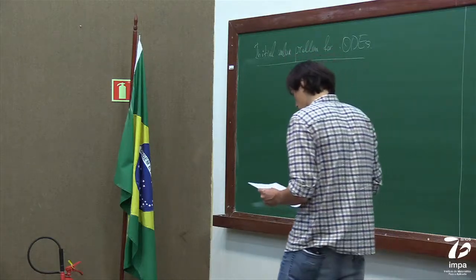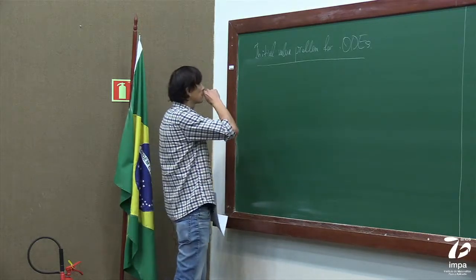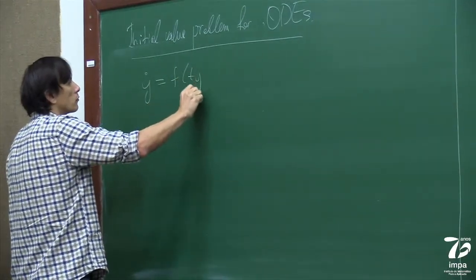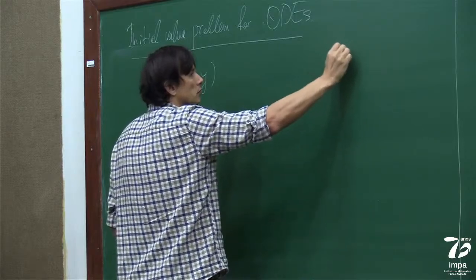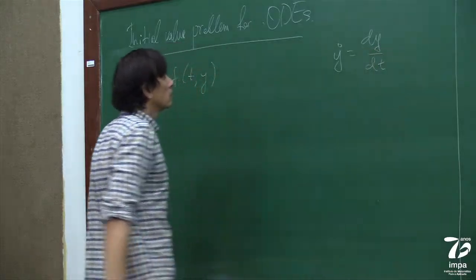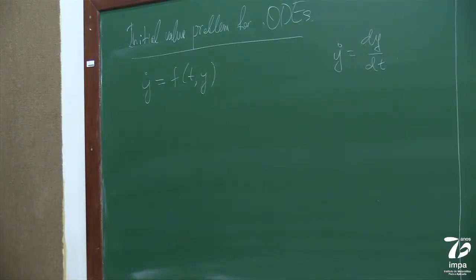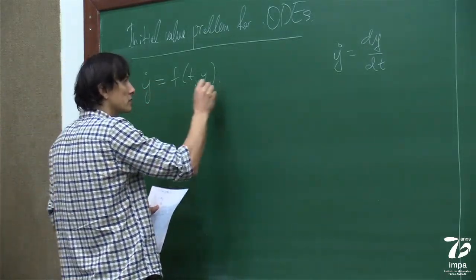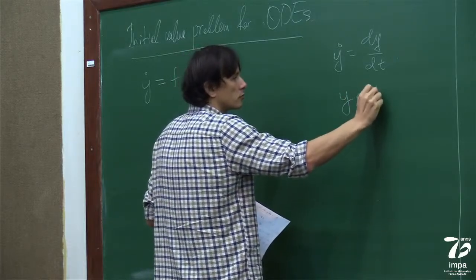And that's fine. So we consider ordinary differential equations, which is y dot equal f of t, y. Here y dot is the derivative with respect to t. Usually when we consider ordinary differential equations, we have in mind the evolution. So t is usually called time, and y is the state of the system.